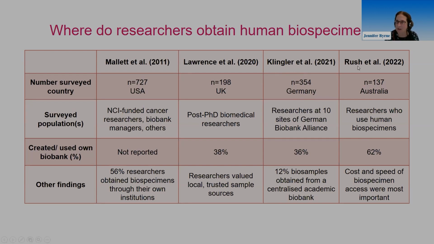So then Rush et al., which was published in 2022, we conducted a survey in Australia. It's a smaller study, but in terms of population, it's actually comparable to the others. We talked to researchers who use biospecimens, and surprisingly, 62% of researchers reported creating or using their own biobank, where cost and speed of biospecimen access were the most important to this group.